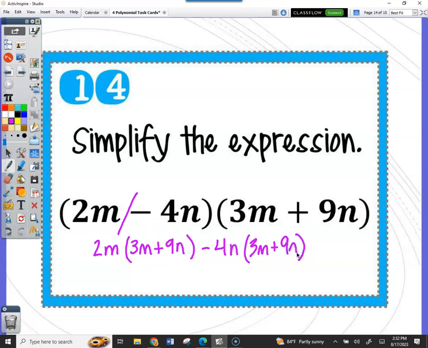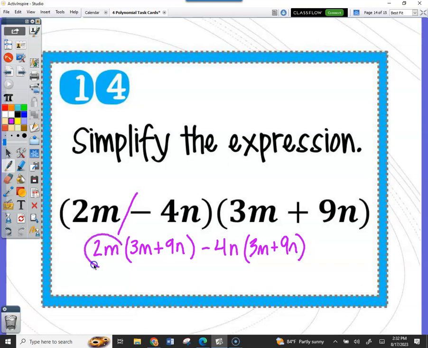Now I've taken my complicated binomial times binomial. I have rewritten it into a monomial times a binomial. Monomial times binomial. I know these words are really annoying, but it's so important that you understand the vocab. Half of the battle in math is knowing the vocab. Okay, so that's why I'm saying it so many times. So we're ready to distribute.